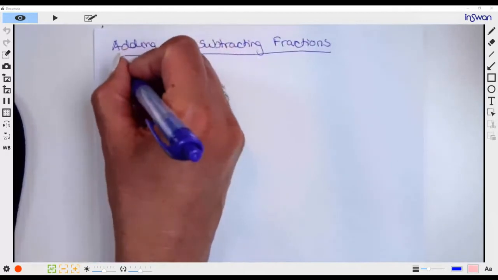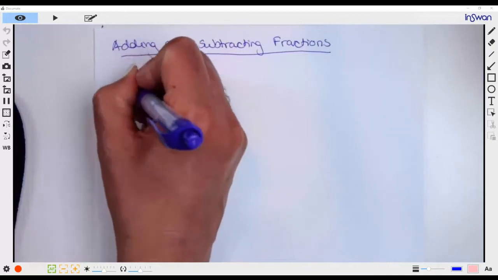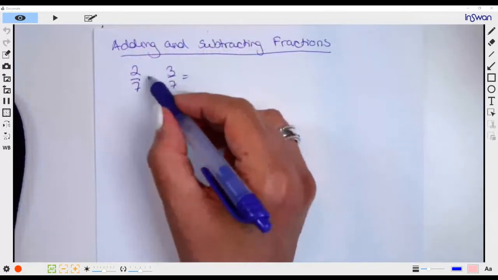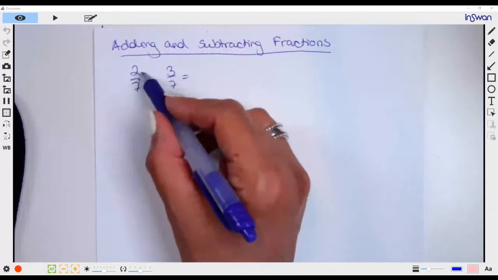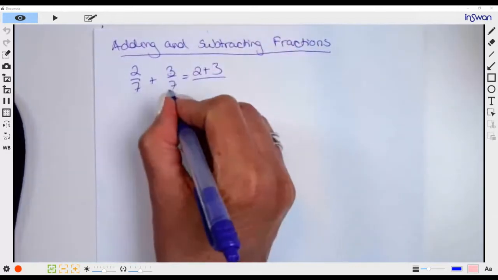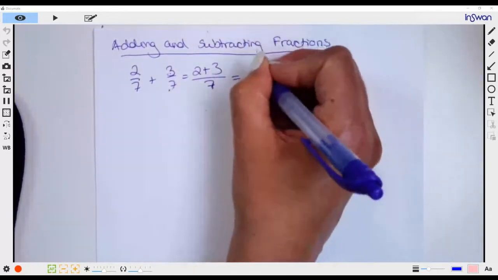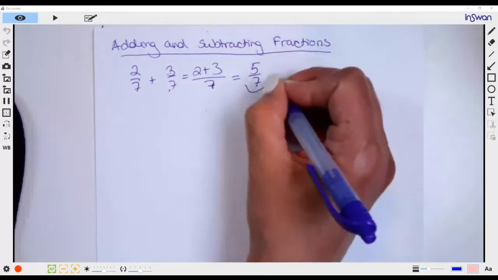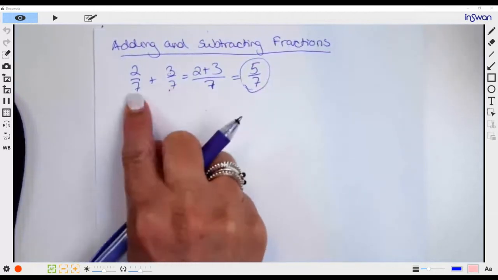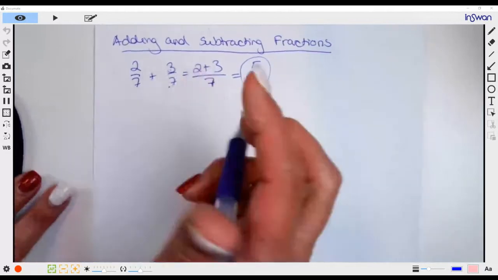So for example, if we have 2/7 plus 3/7, when we add fractions, we add the top, the numerators. So we do 2 plus 3, and the denominator does not change. So this is over 7. So 2 plus 3 is 5, and our answer would be 5/7. So again, we have to have a common denominator, which means that this number down here has to be the same when we are adding fractions.